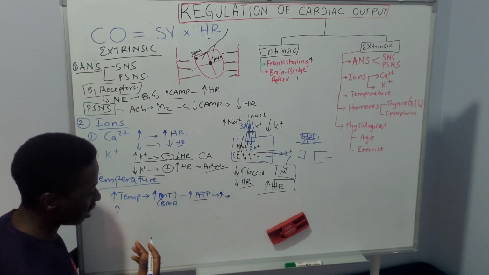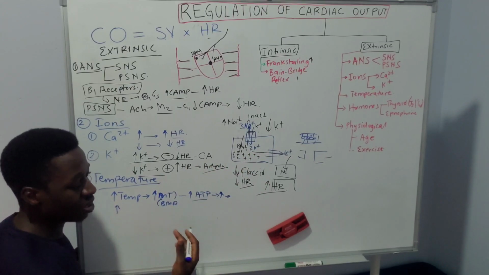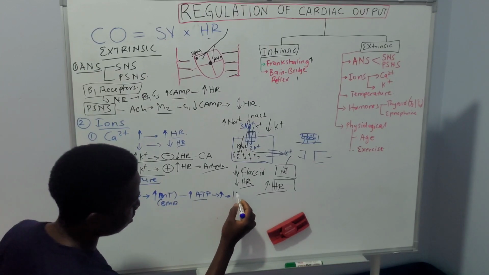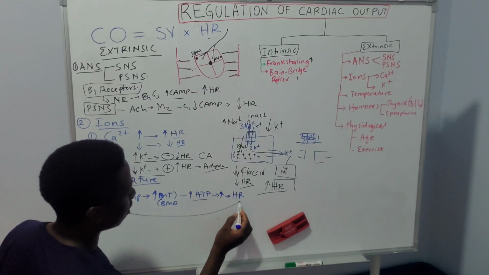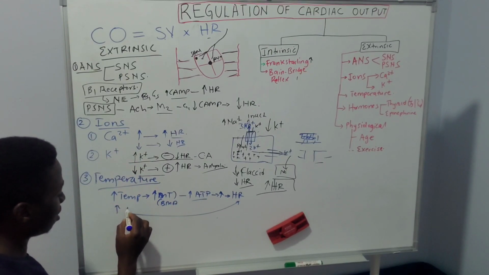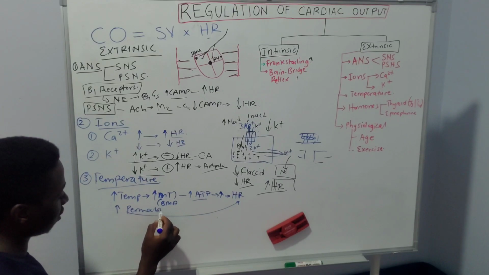of positive ions within the cell, and that causes increased excitation or generation of action potentials, and that will cause an increase in the heart rate. So that will also cause an increase in the heart rate, yes, because of increase in the membrane permeability.